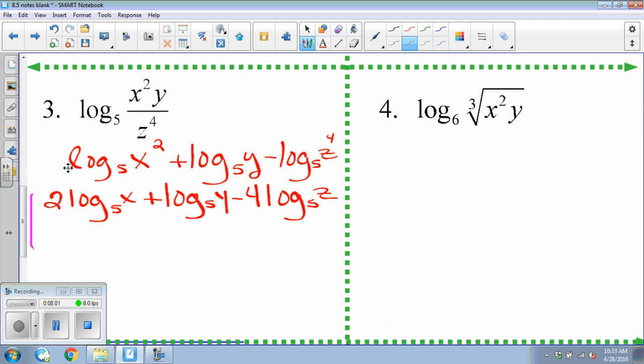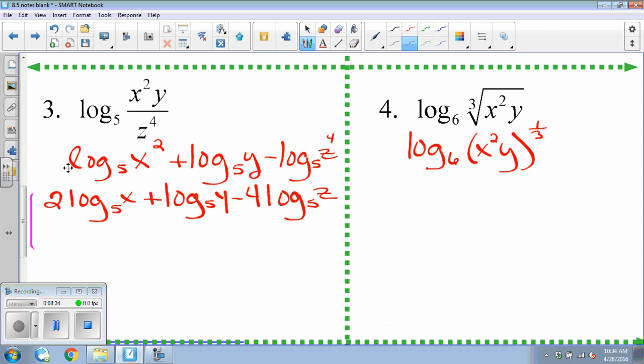So this will be log base 6 of x squared y to the what? 1/3 power. Because it's the cube root of all that. That's to the 1/3 power. We can't put it all to the 2/3 power because it's just x squared, not y. But it's all to the 1/3 power. Right?